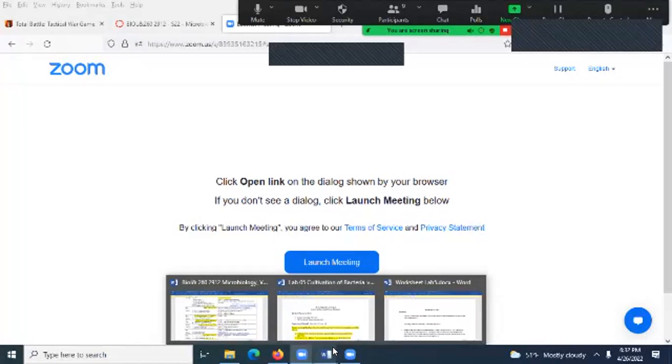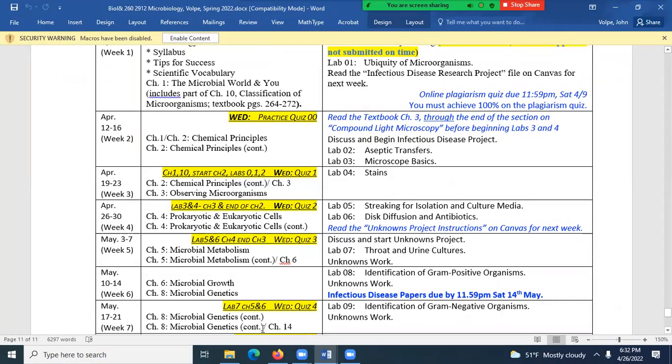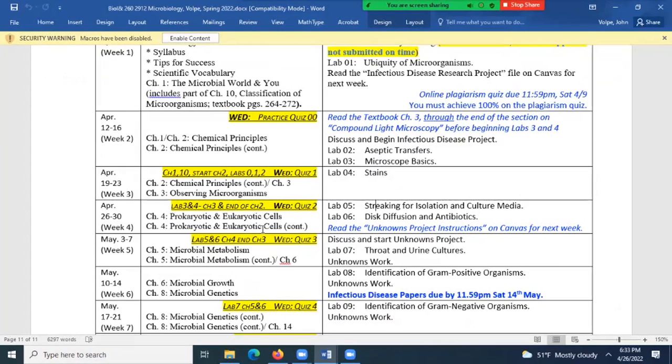A general question regarding the quiz tonight. Is that on the rest of chapter 2 and chapter 3 and the labs? The quiz tonight will be on lab 3 and lab 4, and it will be on chapter 3 and the end of chapter 2. Thank you. Okay, all right.